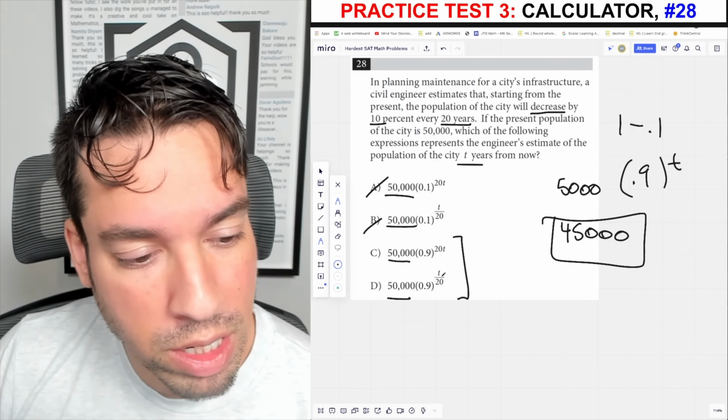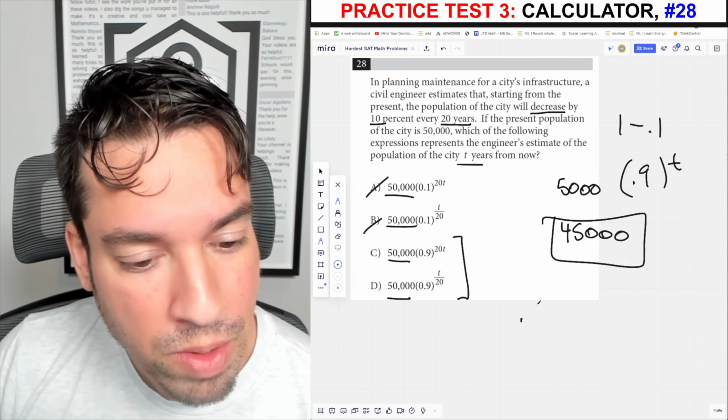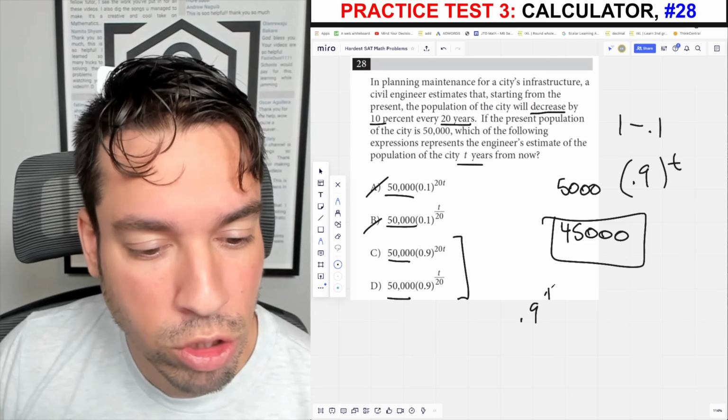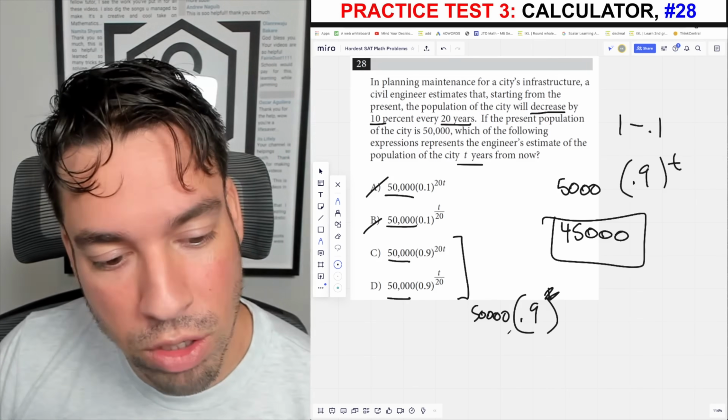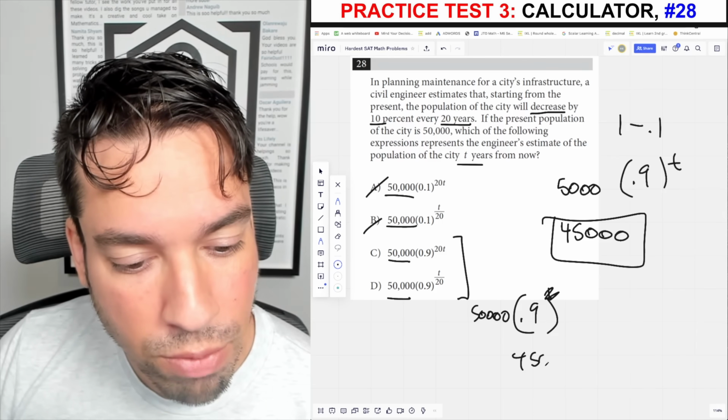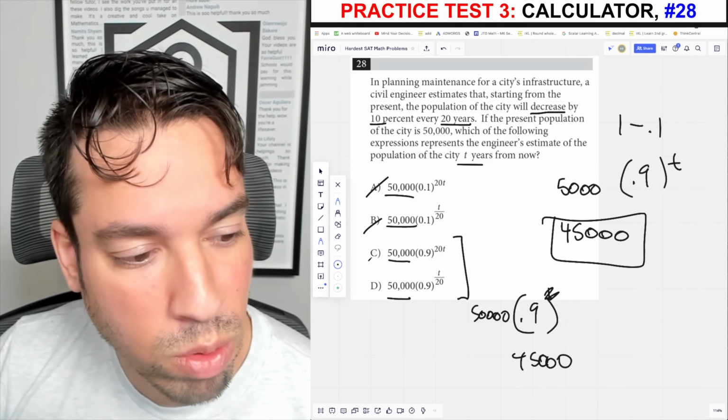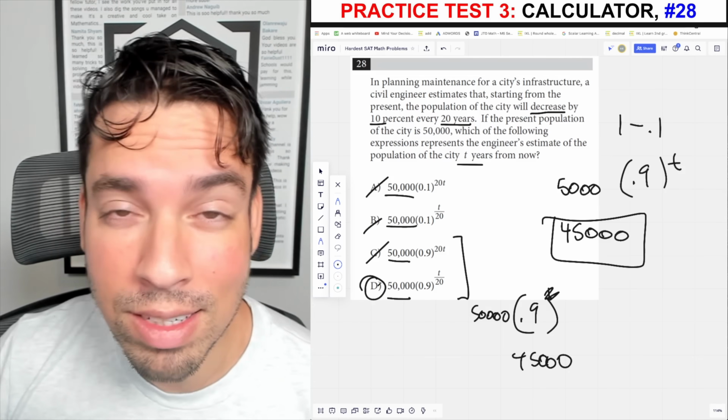However, if you plug in 20 here, you're going to get 20 over 20, which is 1. That's 0.9 to the first power, which is just 0.9, times 50,000. You can use your calculator if you want to verify this, but this is the 45,000 that we were searching for, which means C is out and D is the winner.